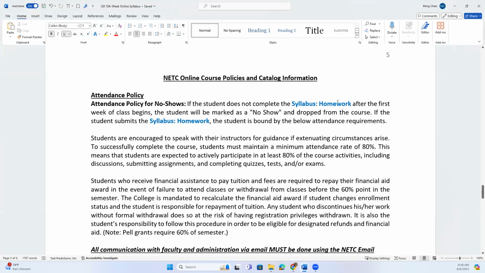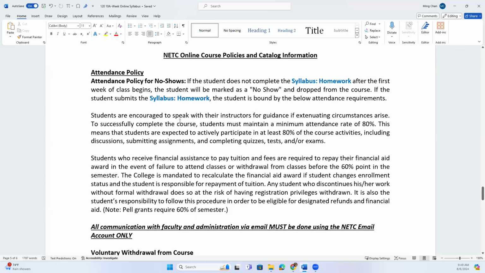If the student does not complete the syllabus homework after the first week of class begins, then the student will be marked as a no-show and be dropped from the course. That simply implies that you never actually came to class. No big deal. If the student submits the syllabus homework, then the student is bound by the below attendance requirements. Students are encouraged to speak with their instructor for guidance if extenuating circumstances arise. To successfully complete the course, students must maintain a minimum attendance of 80%. This means that students are expected to actively participate in at least 80% of the course activities.